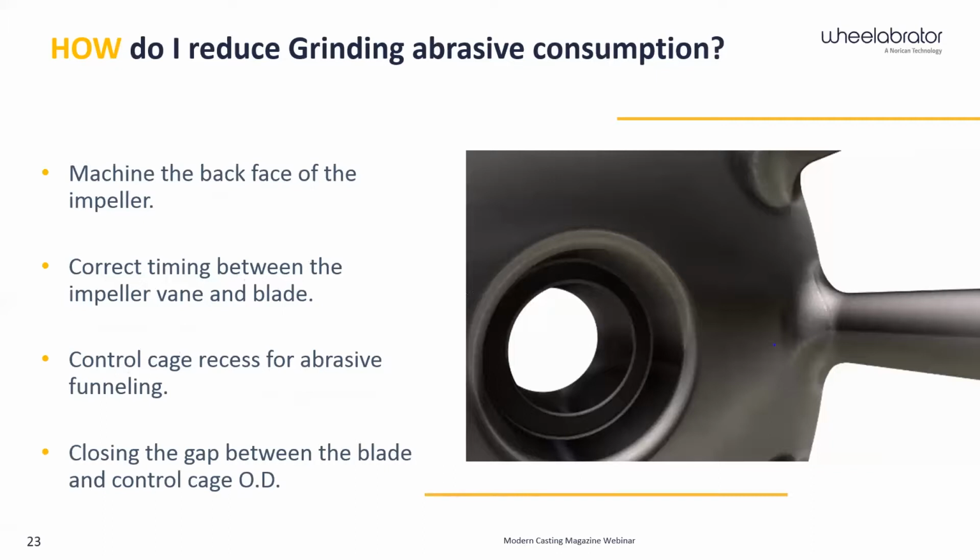Another area to look at is closing the gap between the blades and the control cage OD. That gap where the blades come around. Too big of a gap, a lot of that abrasive will actually flow as it's coming out. It will go behind the blades because they're rotating around 3,600 RPM. You'll start getting wear on the backside of your blades and things like that. Trying to close that gap and minimize it is going to help that transition. So those, again, are some of the ways that you can reduce that abrasive consumption.